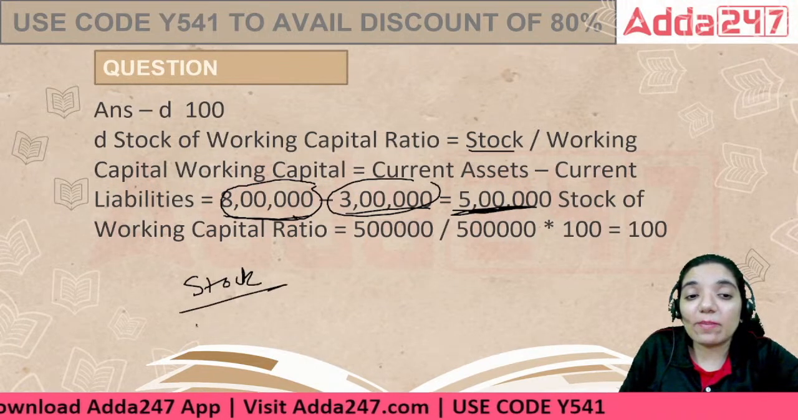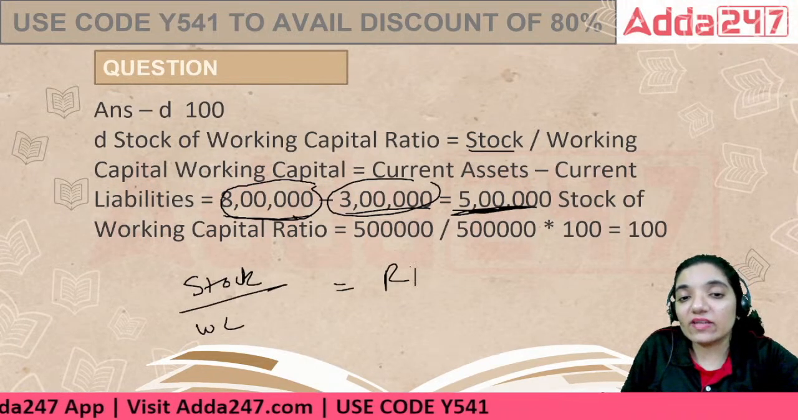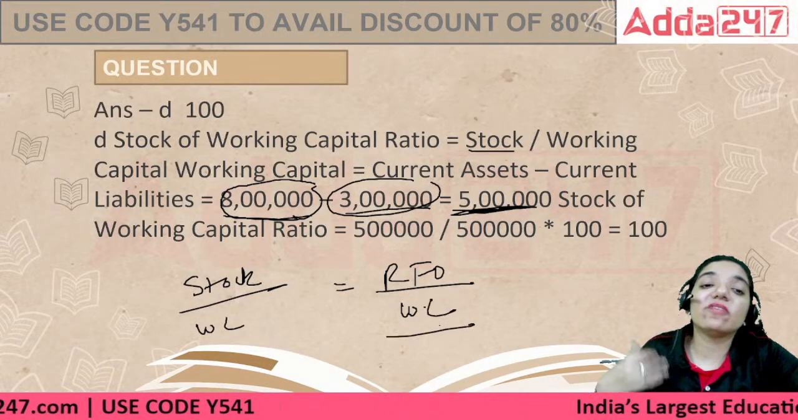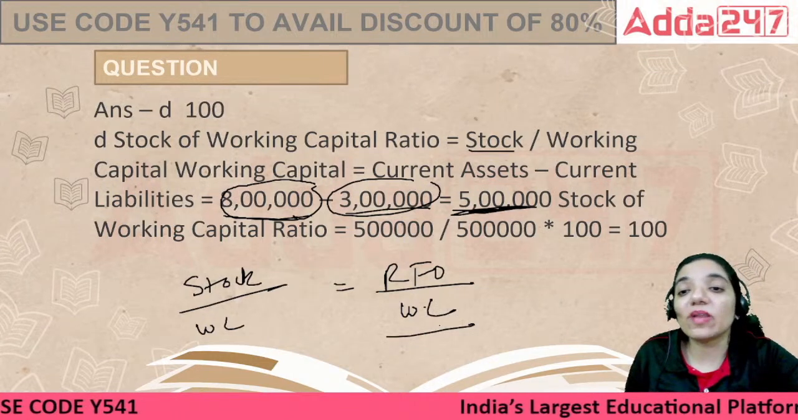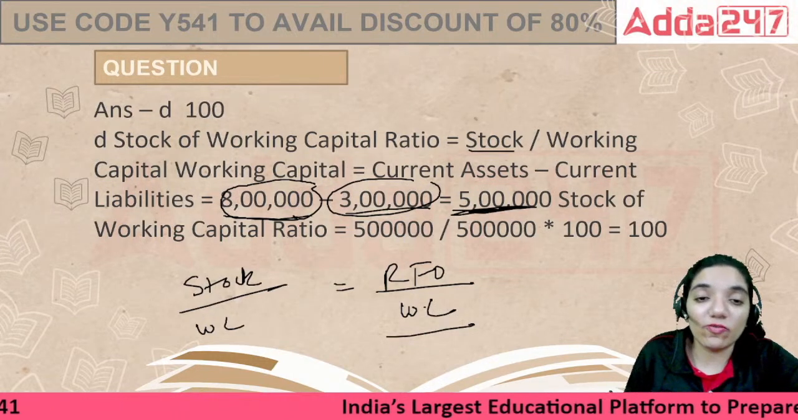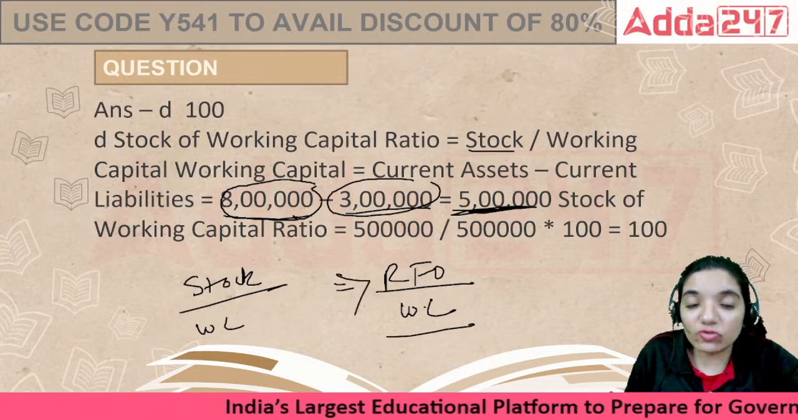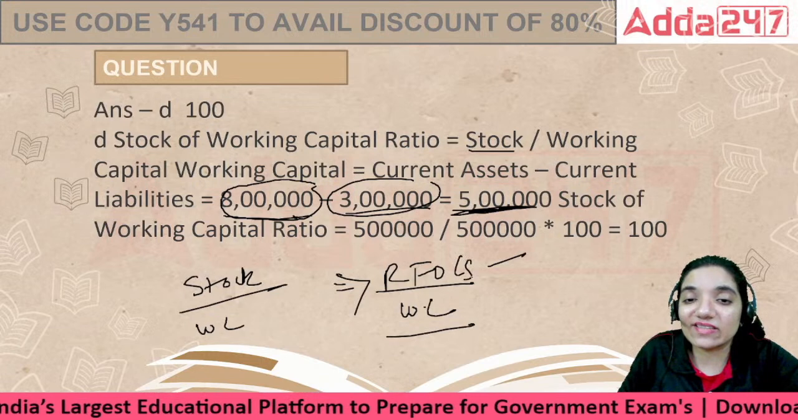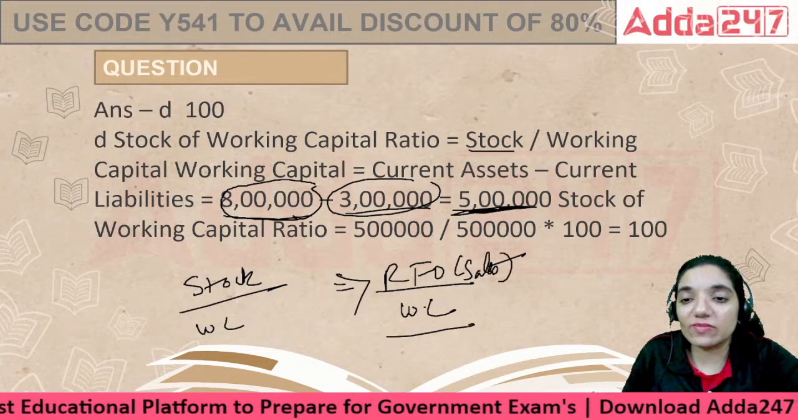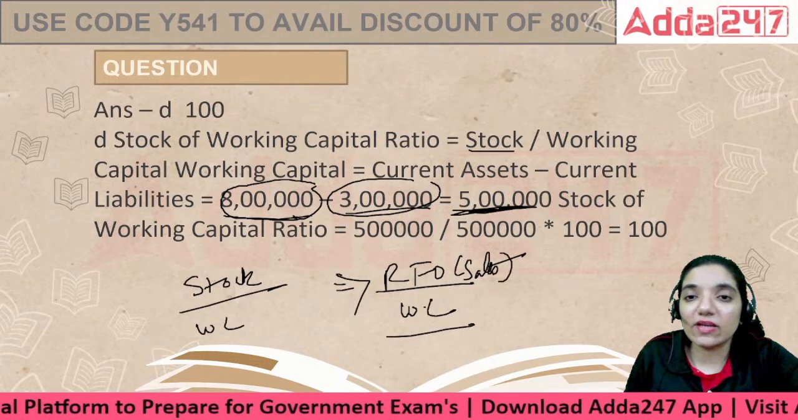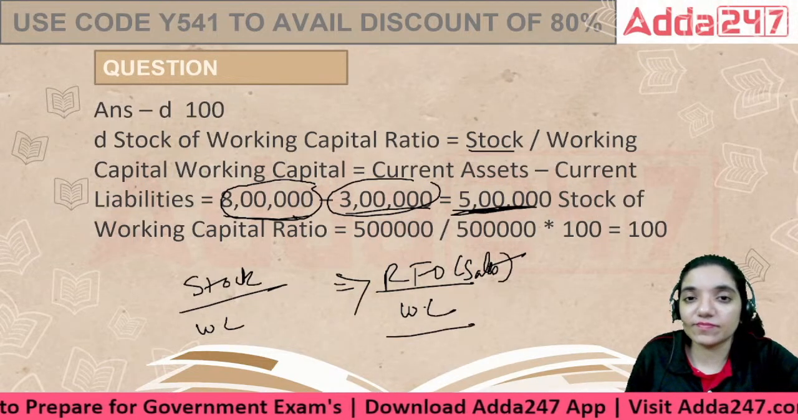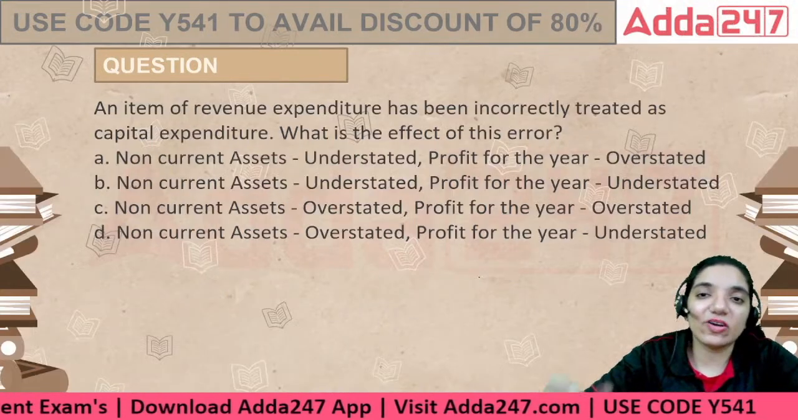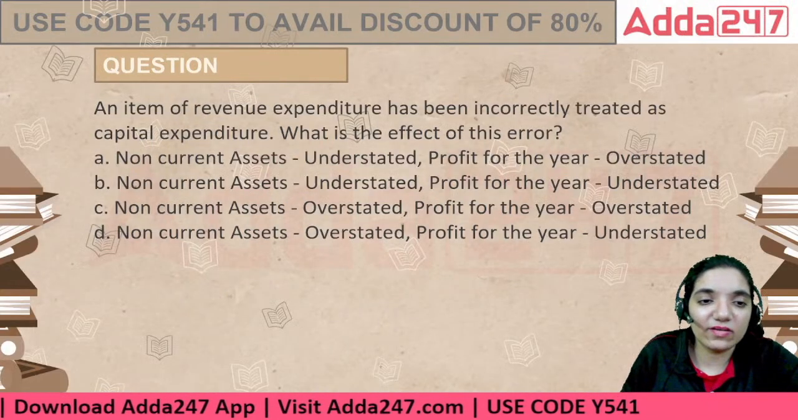Otherwise, if the working capital turnover ratio is given, it is RFO, revenue from operations, divided by working capital. So there are various formulas. You have to look for the formula which you are trying to find. If the working capital turnover ratio is given, then it is RFO, revenue from operations, divided by working capital. RFO is basically the sales. So you divide the sales by the working capital, and that would be the answer. Okay, here comes the next question, everyone.